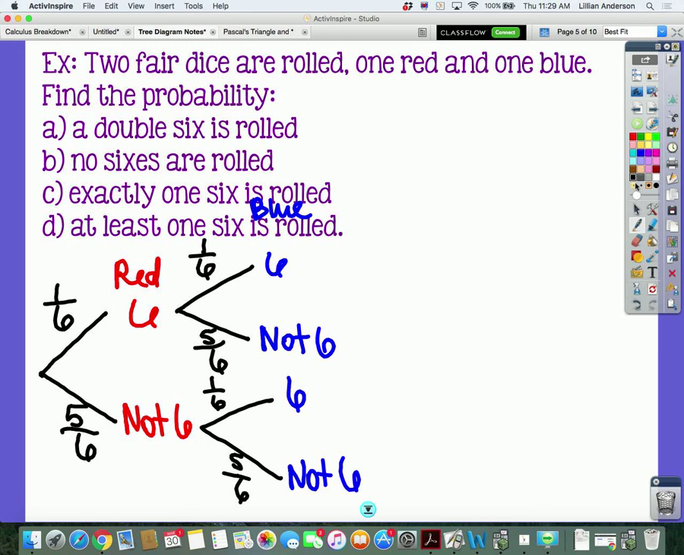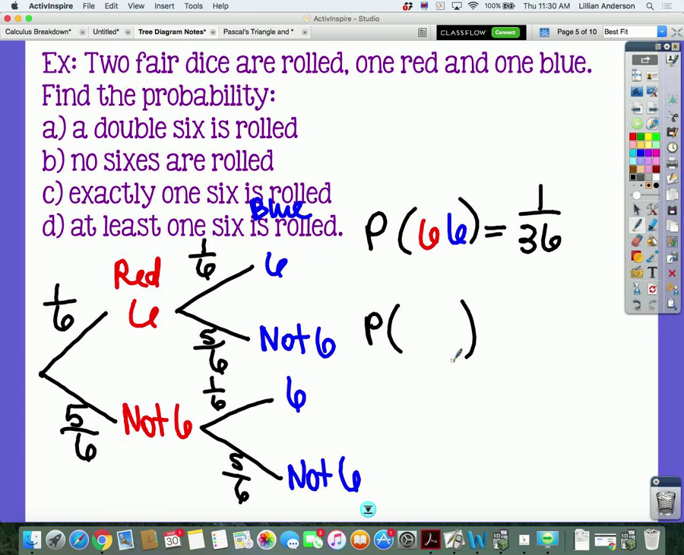All right. So we have 4 different outcomes that can happen here when you roll these 2 dice. You can have a red 6 and a blue 6, correct? What's the probability of rolling a red 6 and a blue 6? 1 out of 36. If you're like, whoa, where'd you get that? All you do is take the 2 branches and multiply them together. So 1/6 times 1/6 is 1/36.